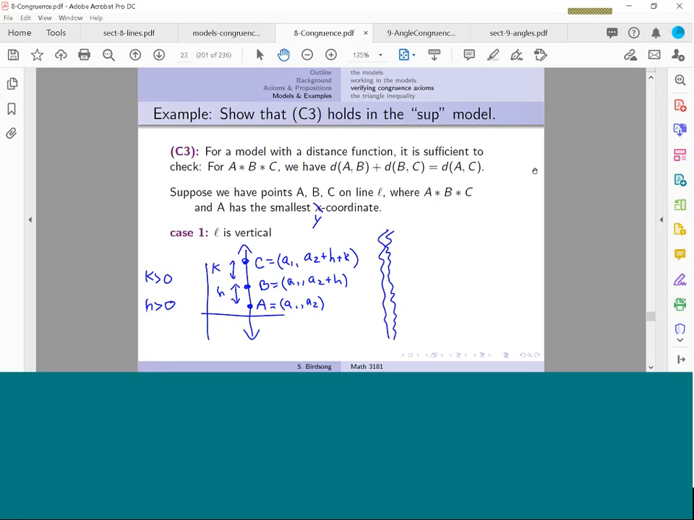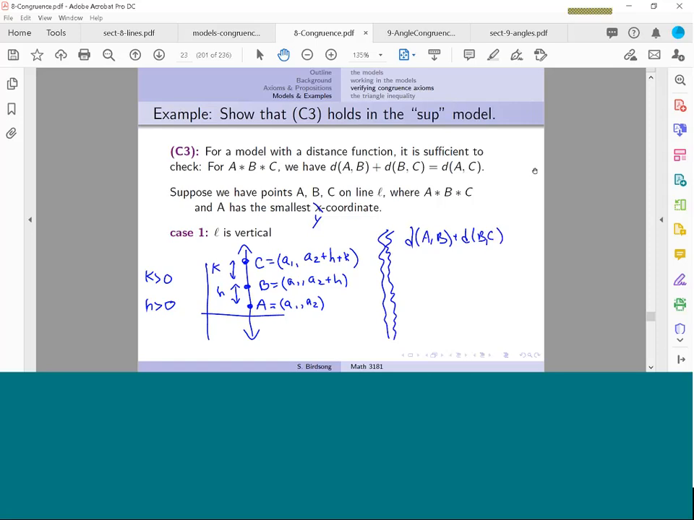It's standard practice, although it doesn't always work this way, but most of the time when you're trying to show that an equation is true, you start with the more complicated side. So I'm going to go ahead and start with the distance from A to B plus the distance from B to C.